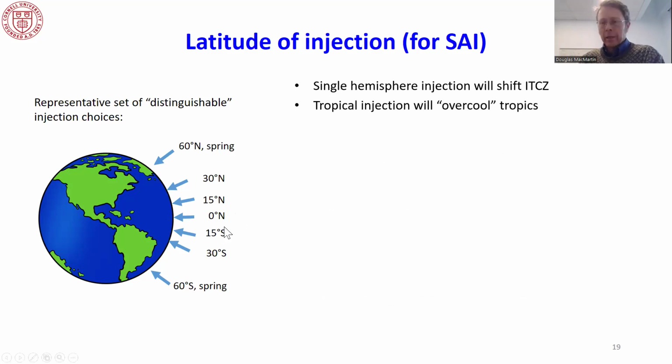If you put them in primarily in the tropics, you have more aerosols and more sunlight in the tropics, so you'll overcool the tropics relative to the poles. If you're in India and you care about heat extremes, that's probably the right thing to do.